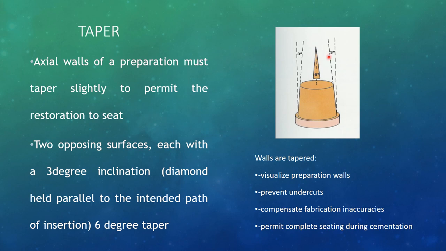Okay, so here this is showing the taper, guys. This is 6 degrees, this is 3 degrees. The axial walls of the preparation must taper slightly to permit the restoration to seat. So definitely the axial walls need to taper a little bit, for easy seating of the prosthesis and for better retention. Two opposing surfaces, each with a 3 degree inclination, like a diamond held parallel to the intended path of insertion, give a 6 degree taper. So you should be able to appreciate the amount of taper and incorporate it in your preparations.